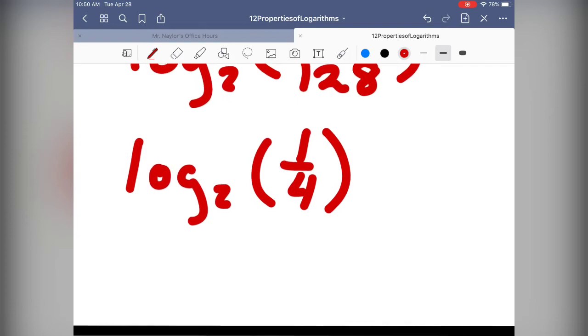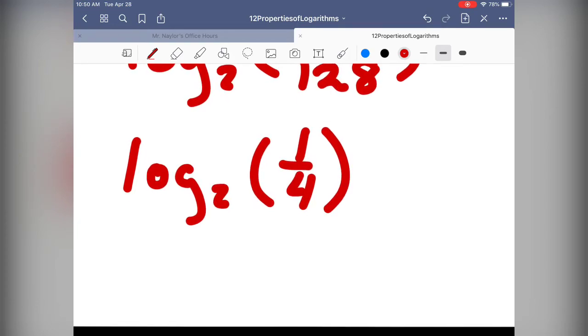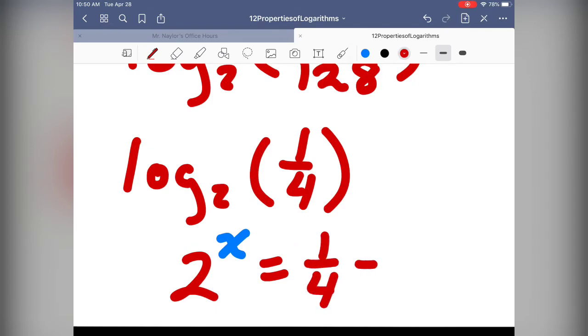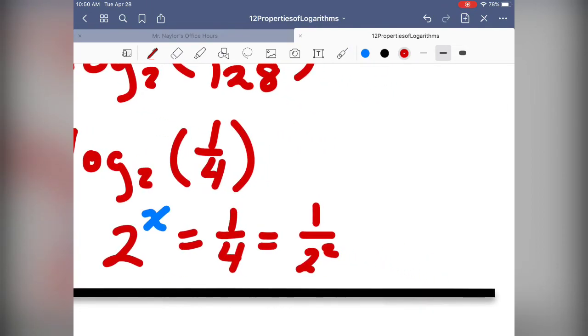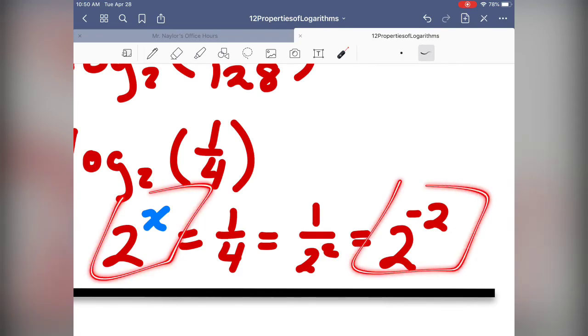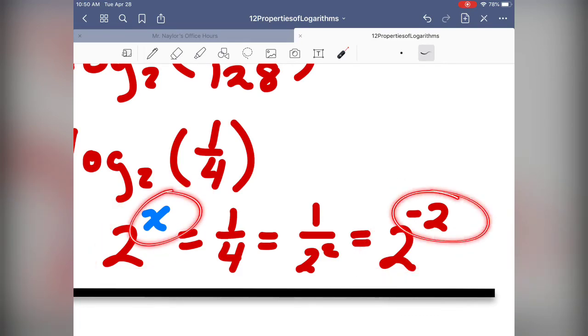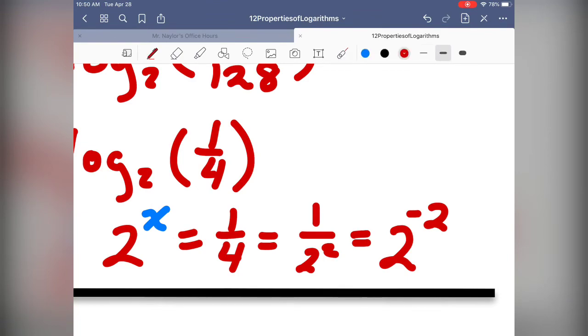Well, what we have to do is understand that since this 2 is being raised to an unknown power, it's going to equal 1/4, and 1/4 is the same as 1 over 2 squared. I'm getting myself closer and closer to making the bases the same, closer and closer to being able to say 2 to the negative 2. And of course, if 2 to the x is equal to 2 to the negative 2, then x has to equal negative 2. In other words, we made our bases match.